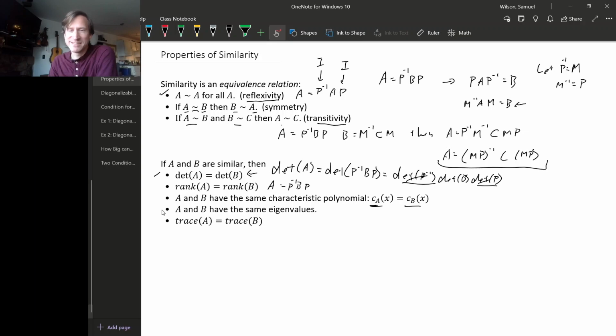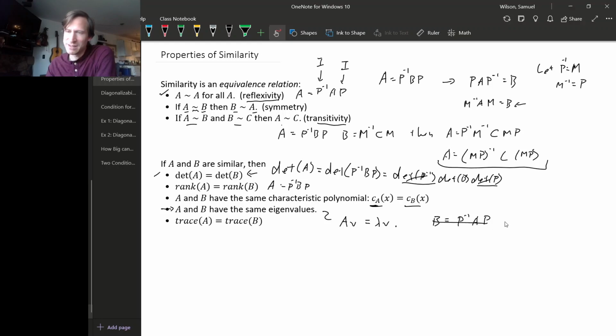Another item that is a bit surprising is that similar matrices have to have the same eigenvalues. This is actually not that bad to show. So suppose we have an eigenvalue lambda for A, then that means A times V is lambda times V. Let's show that this is an eigenvalue for B. Well, remember that if A and B are similar, then that means that we can write B as P inverse A times P.